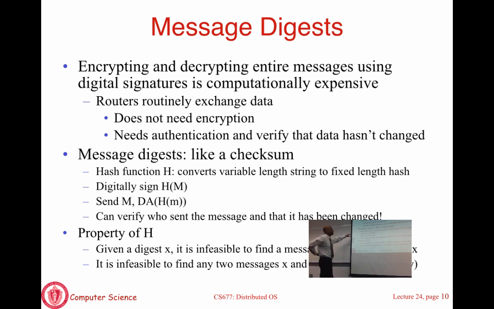So what you do is you take the document M. The first thing you are going to do is apply a hash function, which will take a variable length string, any arbitrary length document, and convert it into a fixed length hash. The hash will be a fixed length, let's say 512 bytes or some smaller string, as opposed to an arbitrary length string. And then you take the hash of M, and you're going to digitally sign it. You just take your private key and sign or encrypt the hash of M.